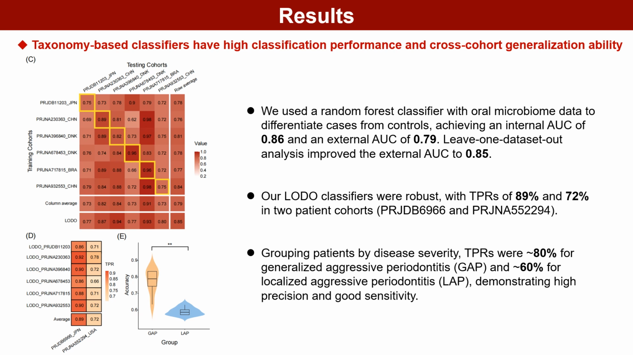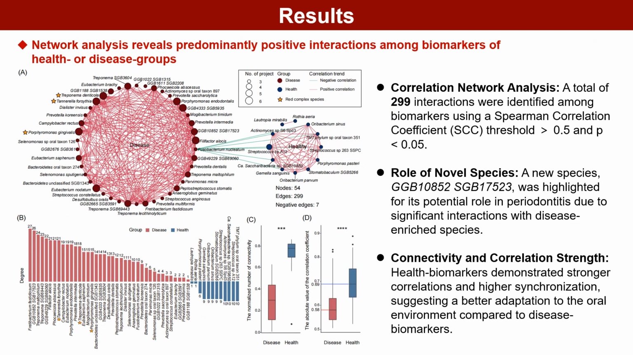The slightly lower true positivity rate in the latter cohort may be attributed to disease severity. We grouped disease samples according to disease severity. The true positive rate was nearly 80% for systemic aggressive periodontitis and nearly 60% for the other group, with results showing high precision and good sensitivity. Next, we explored the interaction between the above biomarker species using the correlation network analysis.